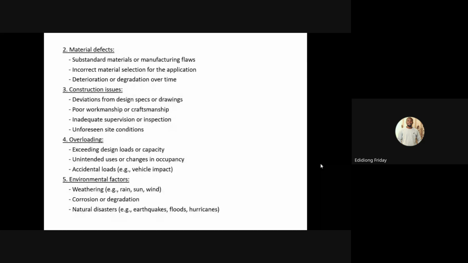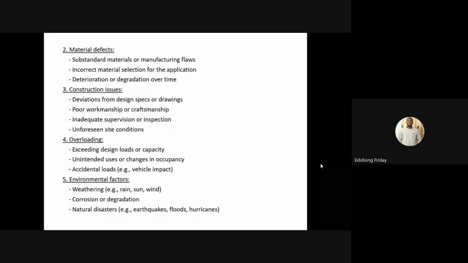Accidental loads, yes, you have cases where there is vehicular impact, for structures that are close to the road. There are times where a vehicle could lose control and impact on the structure. That can also cause failure, because that accidental load, that impact was not taken into consideration when designing that structural member.